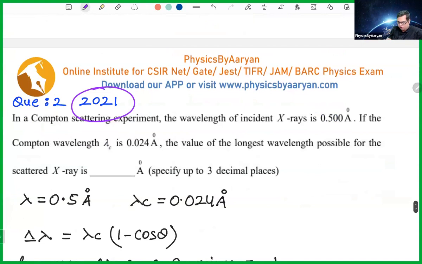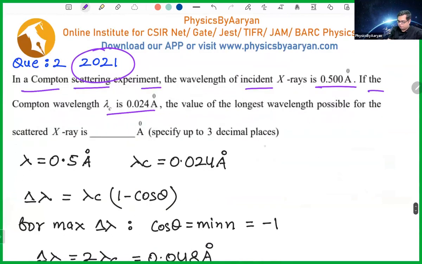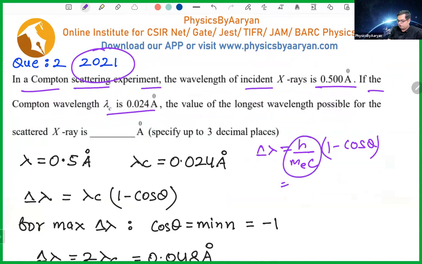So what they're asking is that in the Compton scattering experiment, the wavelength is given. So X-rays which are coming have a wavelength which is given to you. Compton wavelength is this. So what is Compton wavelength? So you saw the formula delta lambda equals h by m_e c into 1 minus cos theta. So this thing is known as Compton wavelength. In simple words, you can write this as lambda c. So this is Compton wavelength. So then they are asking, okay, so lambda c value is given, it is 0.024. It is a fixed value, it does not change. You can remember this value. When I gave the exam, I remembered this value.